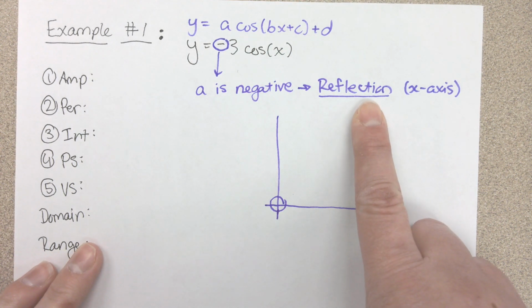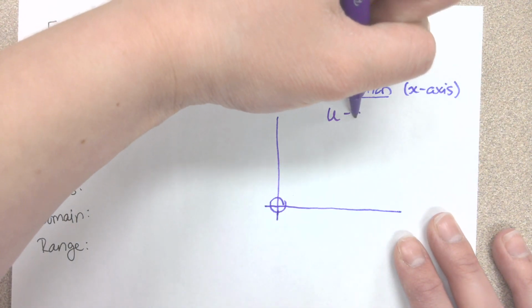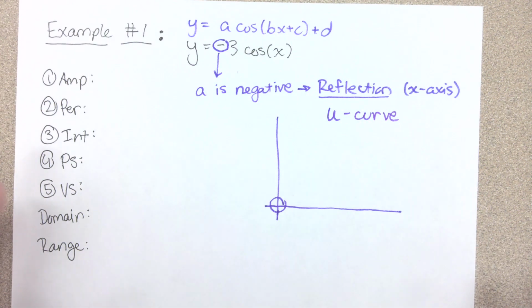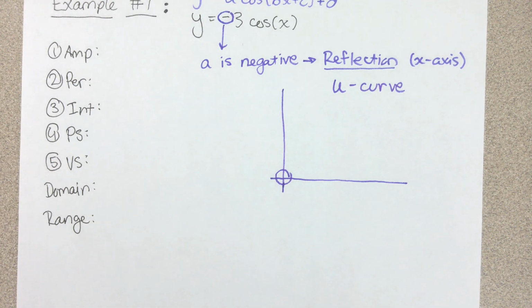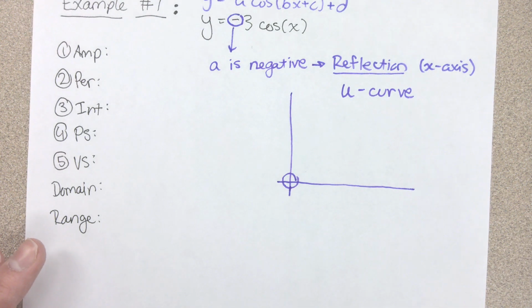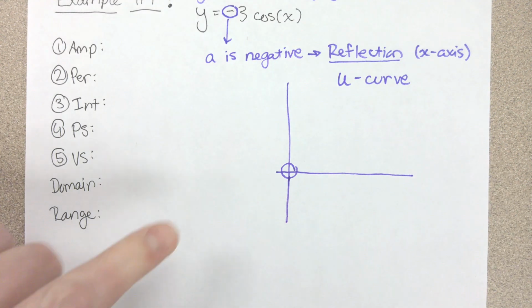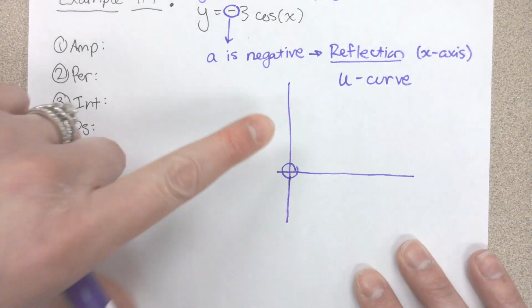So I've already noted that there is a reflection. And cosine, we're going for a U curve. Again, since this reflection is going to affect the placement of about half of the points, I'm going to go ahead and note that in my mini drawing. So instead of starting at the max like cosine normally does, we're going to start at the min.